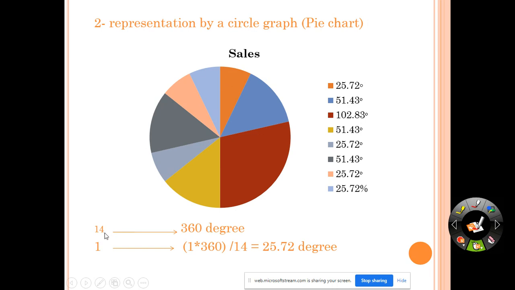For example, the first one. We know that the total is 14, and the total is 360 degrees. Okay. One student, how much does one student represent? So I do 1 times 360 divided by 14. For example, this 25.71 represents the orange for the grade that got 10. Let's say I have another one that got, for example, 2. How much did the second one get?